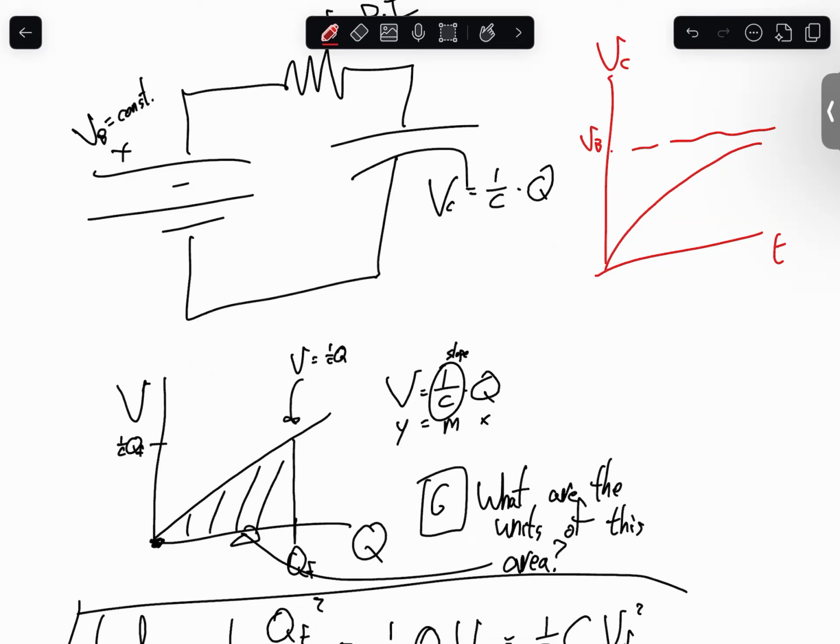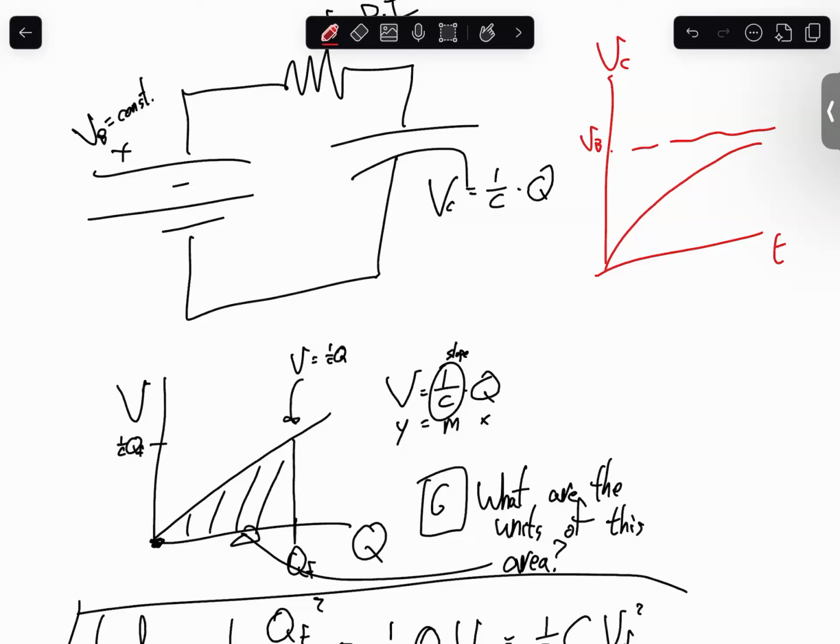Does that make sense? What's the area of a triangle? Half times base times height, right? How much energy does it take if I charge a capacitor up to some final charge? One half charge times final voltage. Energy is half QV for a capacitor.